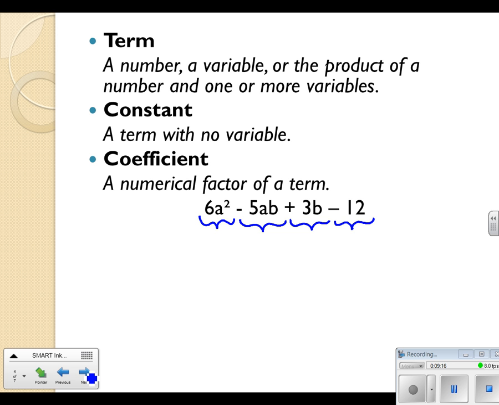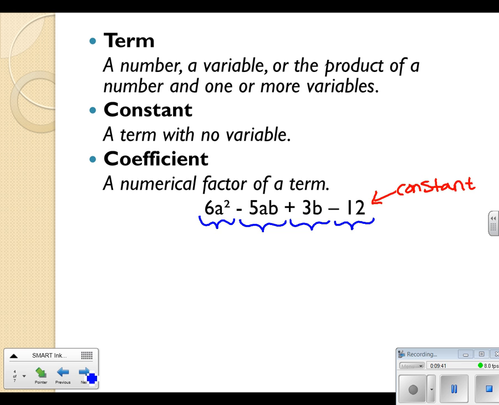So negative 12 here is a term with no variable. Negative 12, it's an integer, it's a real number. There's no variable it's multiplied by. That is called a constant. And the coefficients would be, so I'm going to label this here, this would be a constant. So we've got our term with no variable.